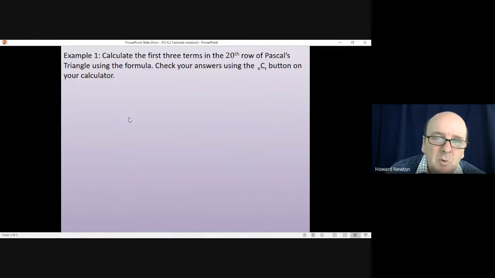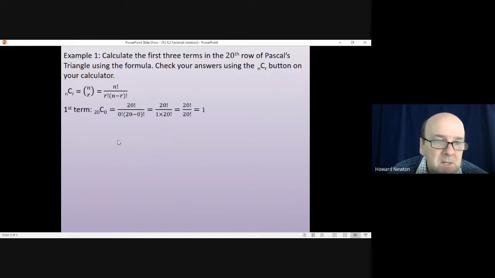Okay, so what were we talking about here? We're talking about the 20th row in Pascal's triangle. That's the formula for working out any number in Pascal's triangle. It's the formula for working out nCr. So if we wanted the first term in the 20th row, then 20 would be what we'd use for the 20th row in this instance, then C, and 0.